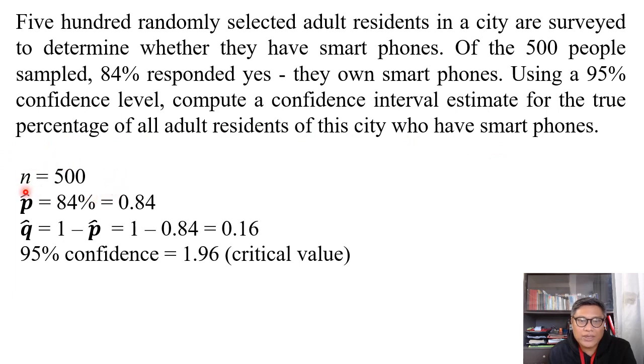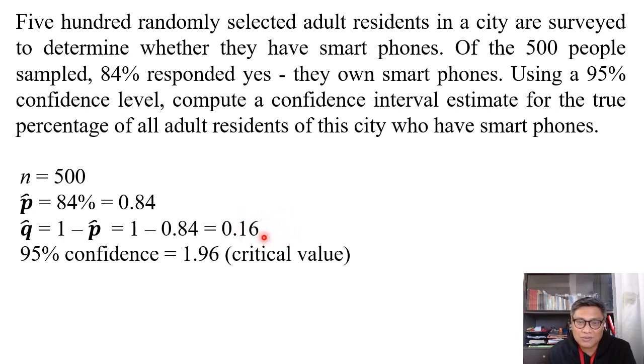Again, we have n, the sample size of 500. Your p hat here is the sample proportion, or percentage, of 84%. As I said, you have to convert this into a proportion. This is 0.84, because we use the proportion in the computation, not the percentage. Then its complement, q hat: if 84% have smartphones, then 0.16, or 16%, doesn't have smartphones.